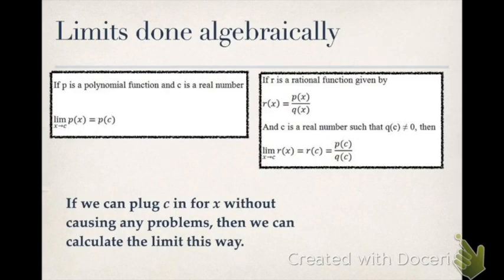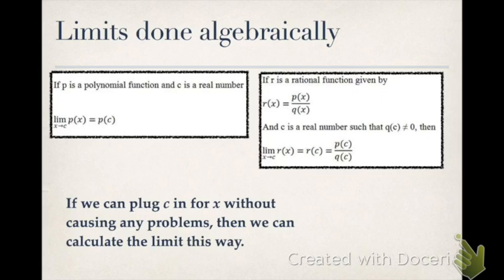Doing limits algebraically. If you have a polynomial function and c is a real number, if you can plug the number in, you get your limit. And a lot of times we can do this, we just plug the number into our function and we get back a value which will be our limit. If we were given a rational function where we have one function divided by another function and we plug it in, as long as we do not make the denominator go to 0, we can find our limit.